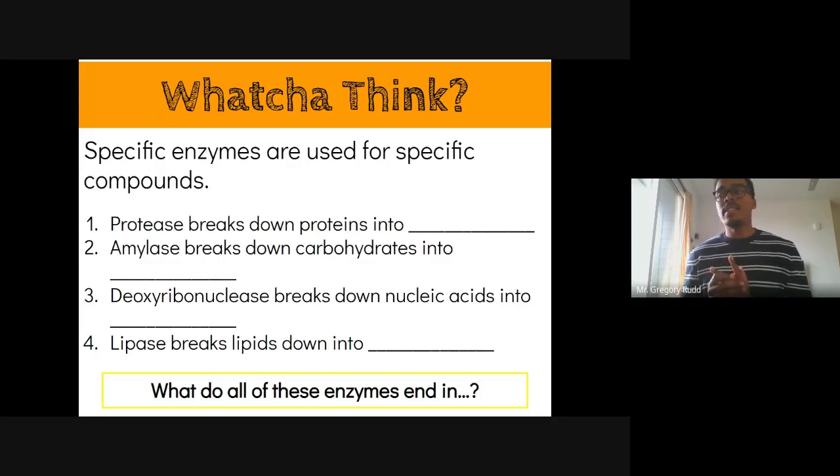Okay, so that's another hint, another mental cue that you should be giving yourself. When I see those 3 letters, A-S-E, I should be thinking about an enzyme. When I see those 3 letters, O-S-E, I should be thinking about a carbohydrate.